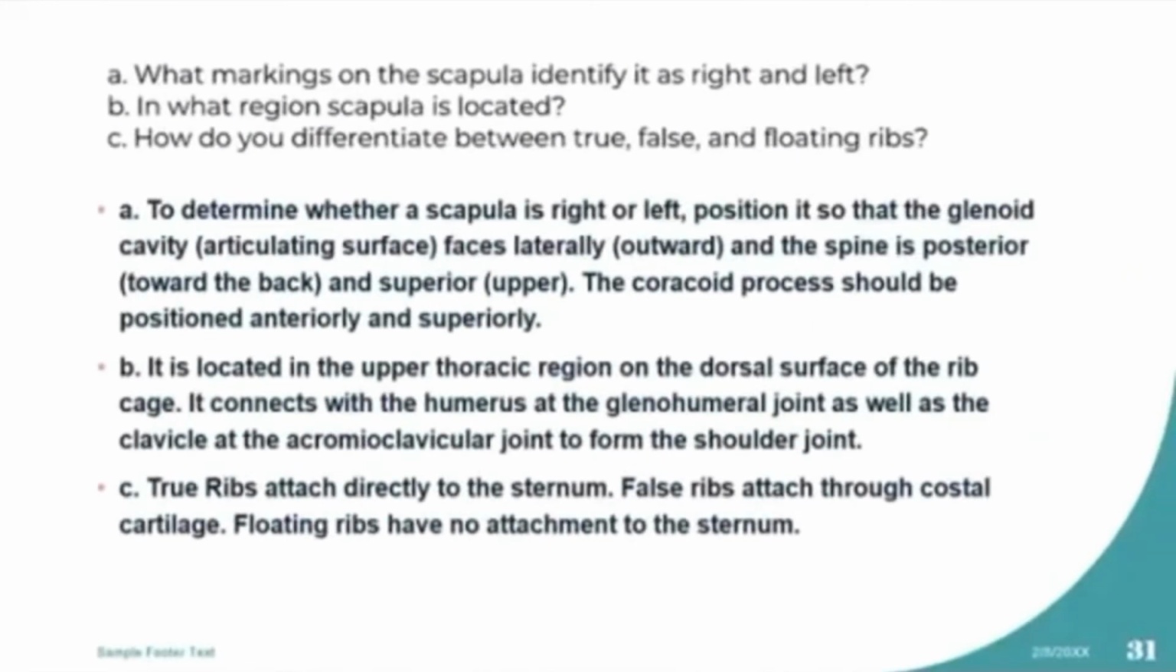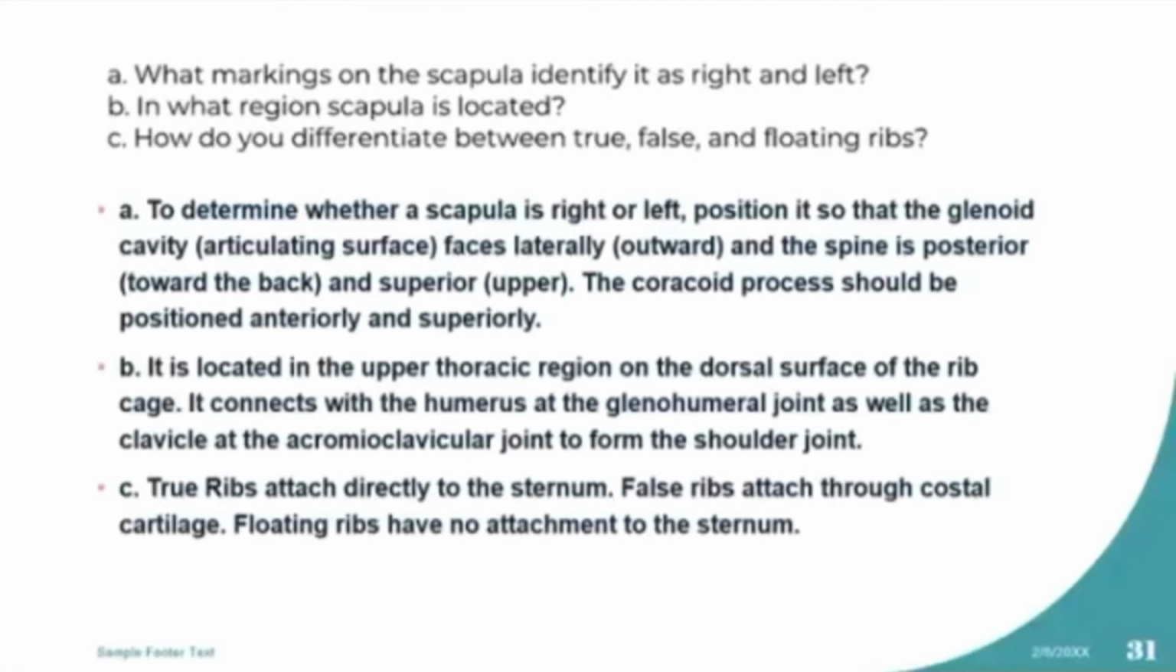What markings on the scapula identify it as a right and left? So, to determine whether a scapula is right or left, position it so that the glenoid cavity articulating surface faces laterally outward and the spine is posterior toward the back and superior, upper. The coracoid process should be positioned anteriorly and superiorly.